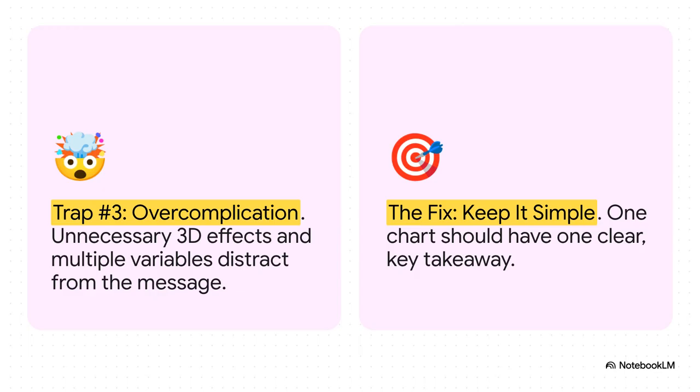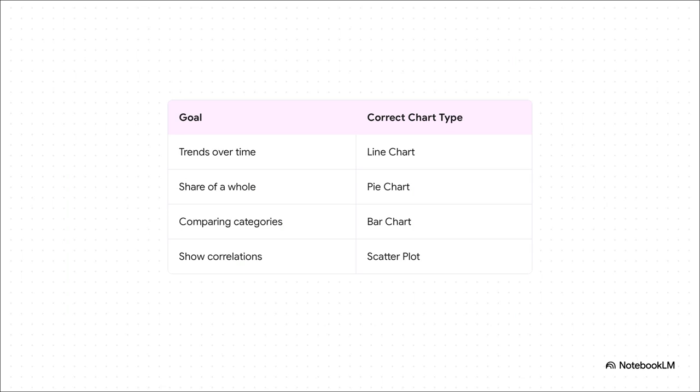If you've got more to say, that's fine. Just make another chart. Next up is a really fundamental one: using the wrong type of chart for the job. You wouldn't use a hammer to saw a piece of wood, right? So please, don't use a pie chart to show a trend over time. For trends, you need a line chart. A pie chart is for showing parts of a whole.